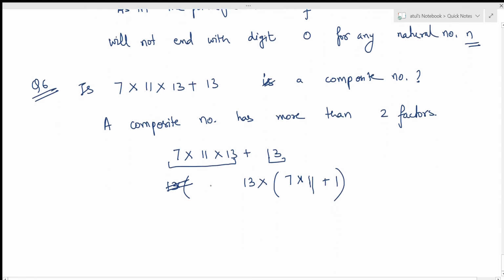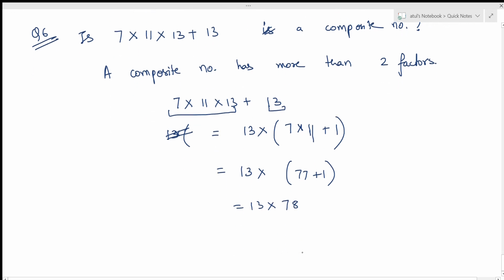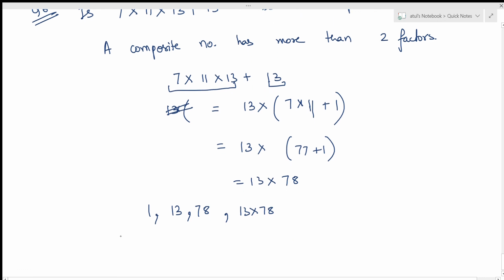So what will it become? It will become 13 into 77 plus 1, which is equal to 13 into 78. So you can see the factors of this number are 1, 13, 78, and 13 into 78 as well. If 78 is there, 2 will also be a factor. So therefore it is a composite number.